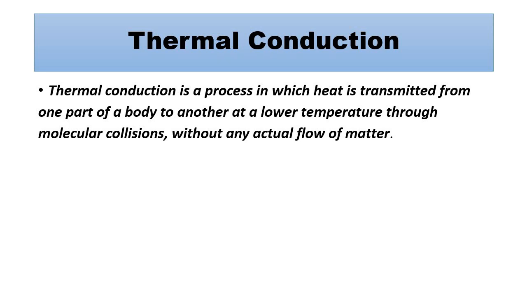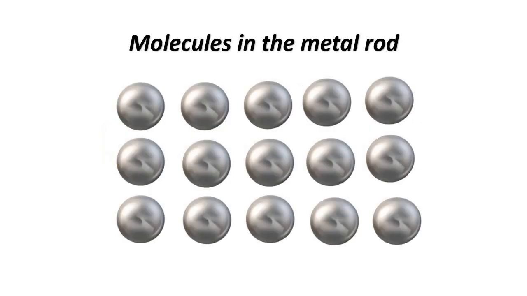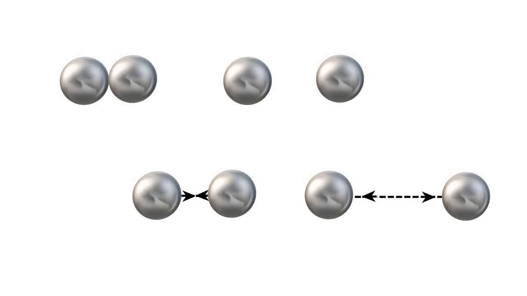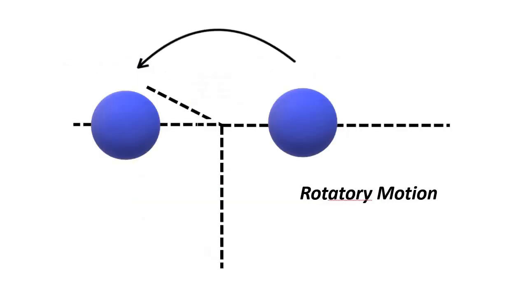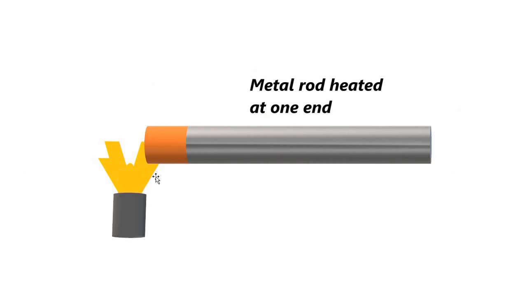So let us say we have a metal rod. Okay, we'll try to understand this. It consists of molecules, and these molecules have the three energies we have discussed: translational, rotational and vibrational. These three kinetic energies come into play. So let us say one end of this metal rod is heated.